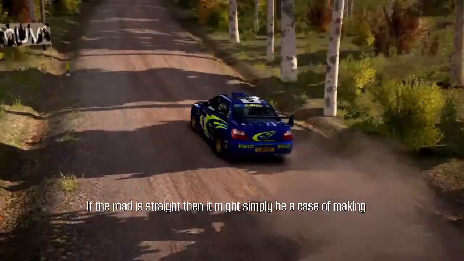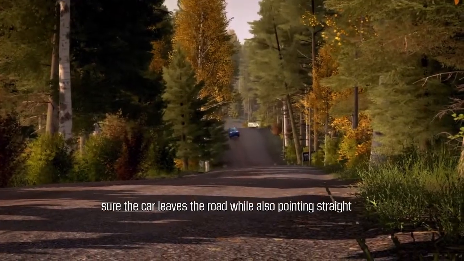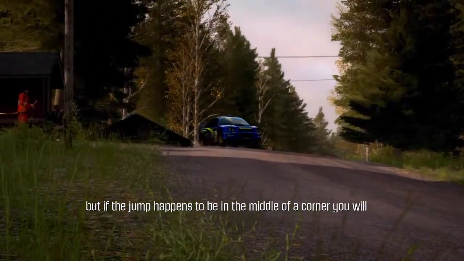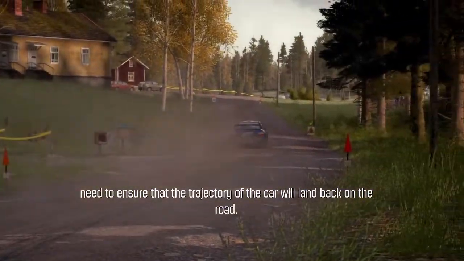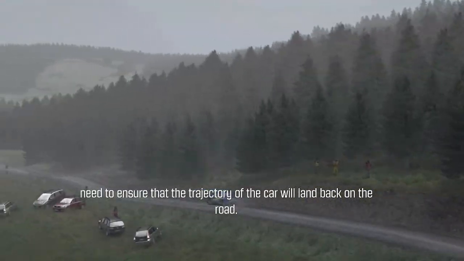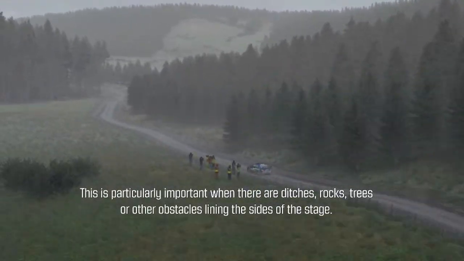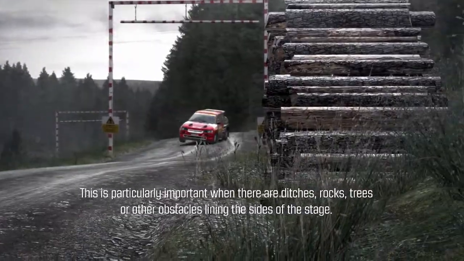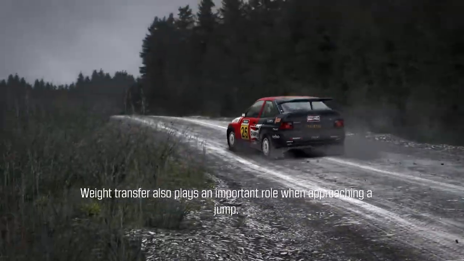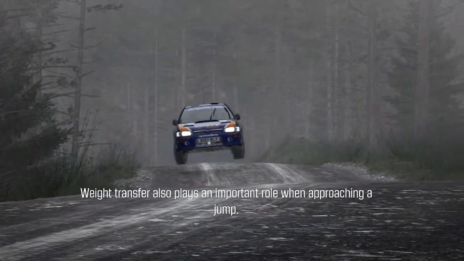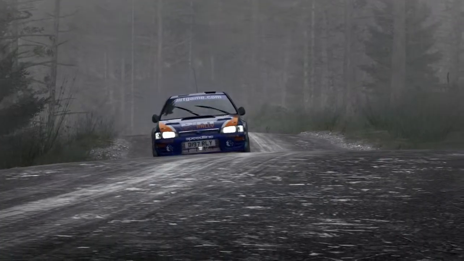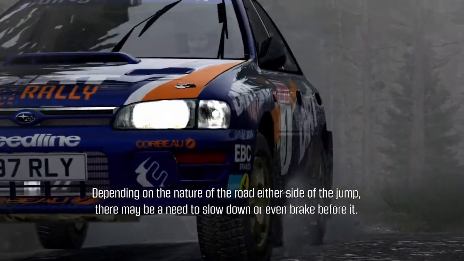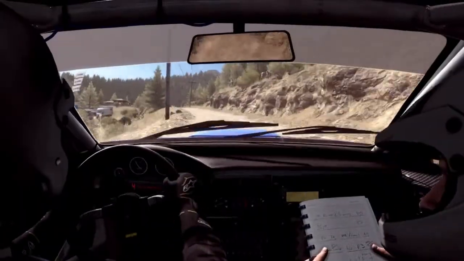If the road is straight, then it might simply be a case of making sure the car leaves the road while also pointing straight. But if the jump happens to be in the middle of a corner, you will need to ensure that the trajectory of the car will land back on the road. This is particularly important when there are ditches, rocks, trees or other obstacles lining the side of the stage. Weight transfer also plays an important role when approaching a jump. Depending on the nature of the road either side of the jump, there may be a need to slow down or even brake before it.